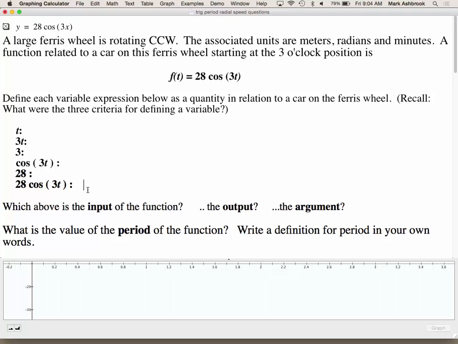These aren't just going to be one or two words. There's going to be a phrase or a sentence describing what that quantity is relative to this situation. Work together on these. If you took notes on Wednesday, don't just copy them, practice again, starting over. Figure out what all these quantities are, and then there are some more questions here: input, output, argument, and value of the period. Work together. I'm going to take attendance.